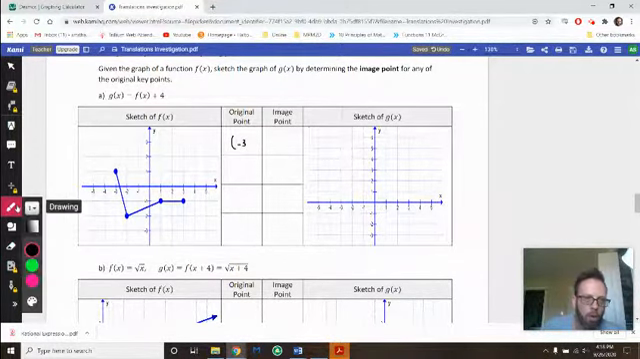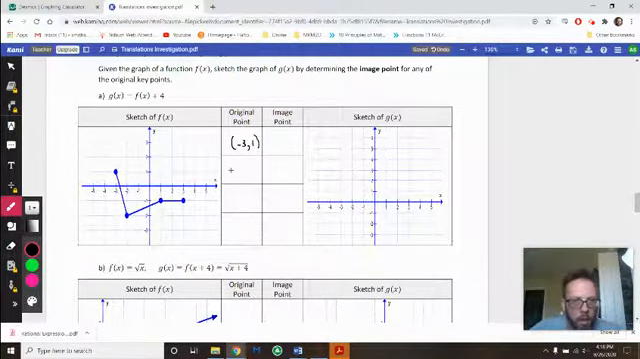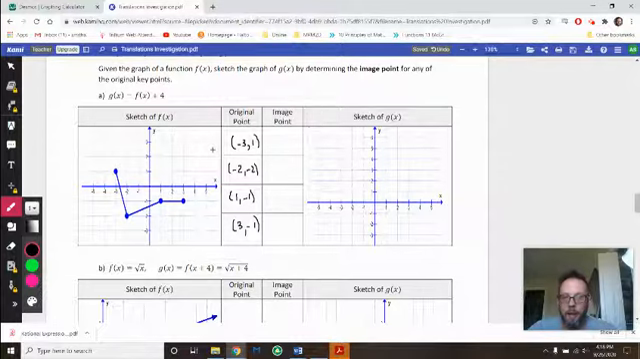Minus 3, comma 1, and minus 2, minus 2, and 1, minus 1, and 3, minus 1. And what I'd like you to do is, having learned what we just learned, what is this plus 4 going to do? What effect will it have?